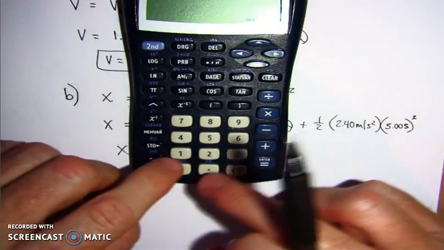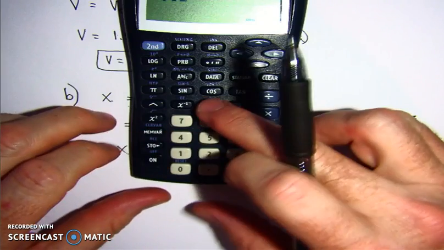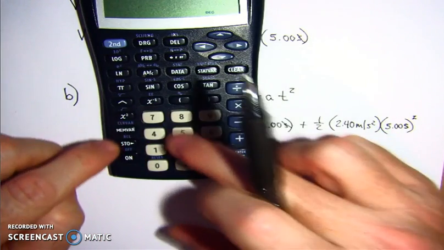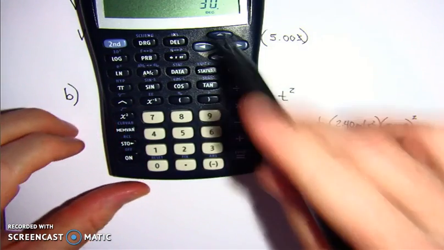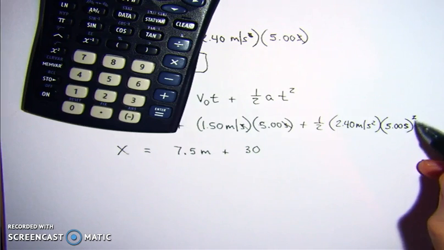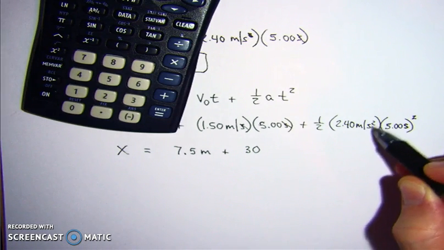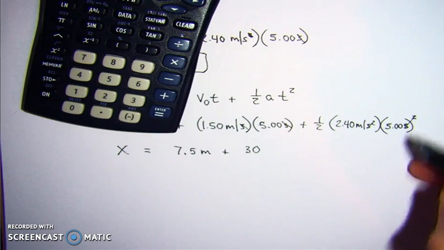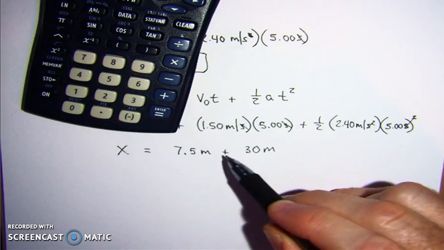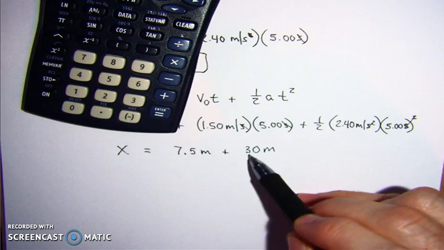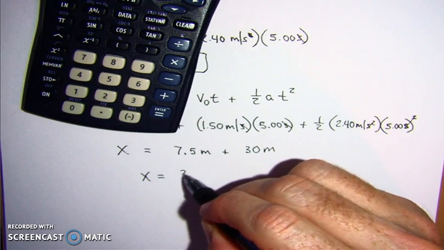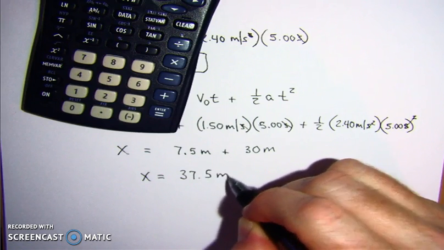So 1/2 times 2.40 times 5 squared equals 30. 30 what? Our seconds squared will be on top and seconds squared on the bottom of the fraction, so both cancel out, and we're just left with meters again, which is great because the only way you can add units together is if they're the same. So 30 meters plus 7.5 meters, our distance in that 5 seconds is 37.5 meters.